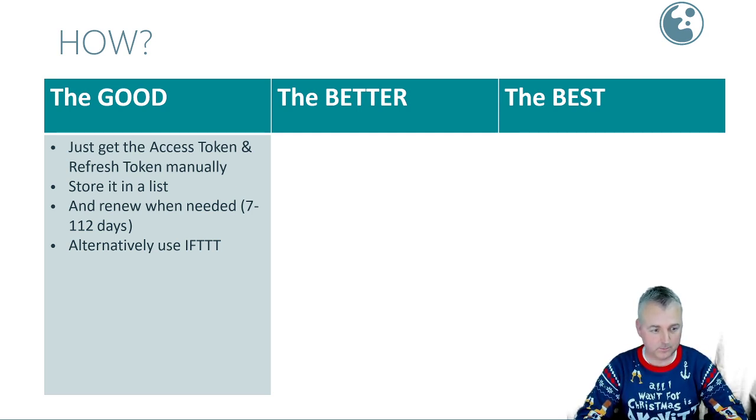Philips Hue has quite long-lived tokens. They have a 7 days access token and 112 days for the refresh token. So as long as you refresh that token inside the 112 days, then you can basically live on forever with that solution. Alternatively, you can use If This Then That solutions, which also could be used in Flows or Power Apps, and also have a connector to Philips Hue. So you can do simpler solutions than I did.